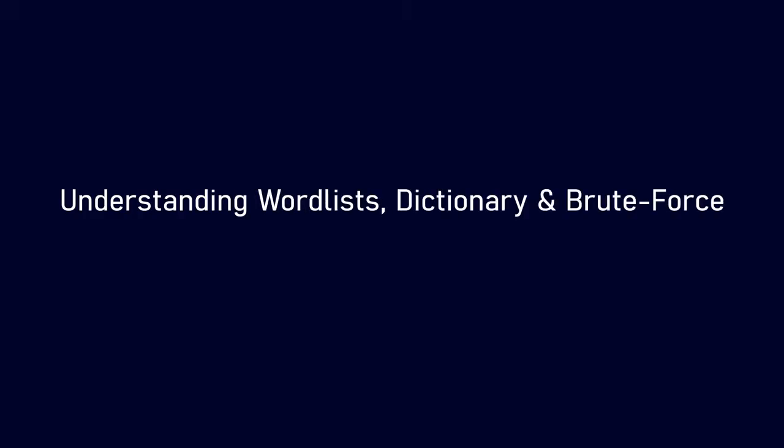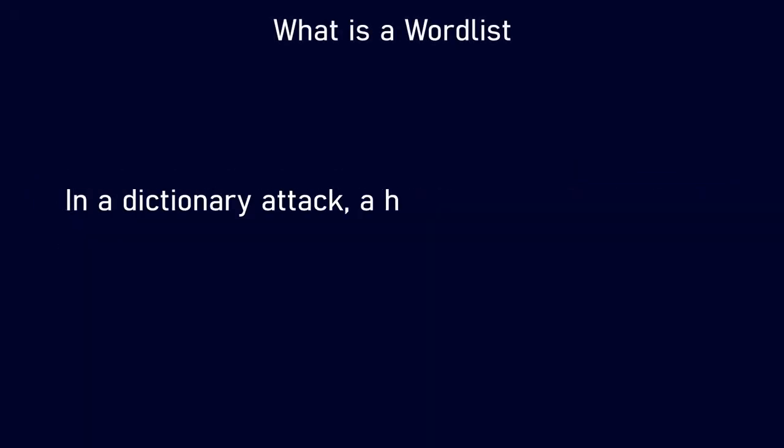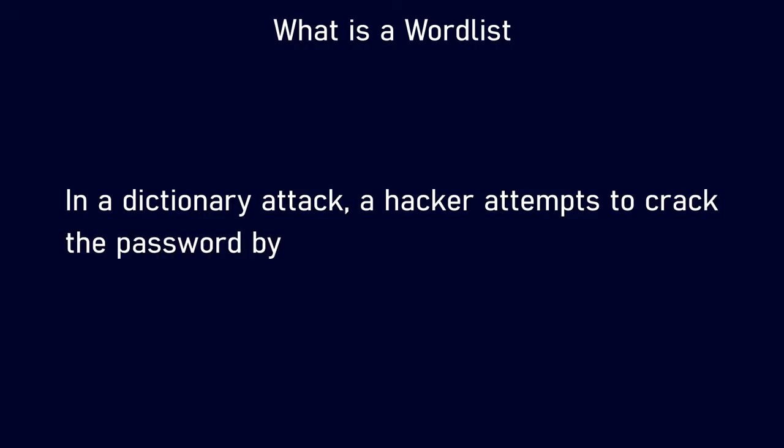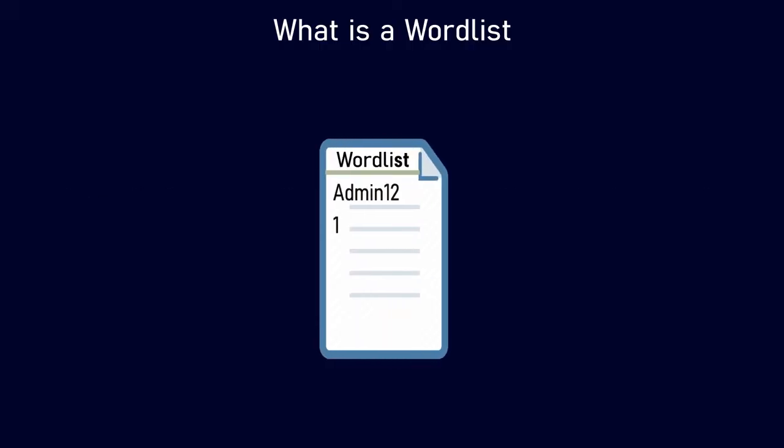In this video, we will discuss several topics, including what a word list is, dictionary and brute force attacks, and how Wi-Fi password cracking works. Understanding these attacks is essential for both protecting your network from such threats and effectively following the practical demonstrations in the next video. In a dictionary attack, a hacker attempts to crack the password by using a word list. Now, a word list is essentially a text file that contains thousands or even millions of potential passwords.